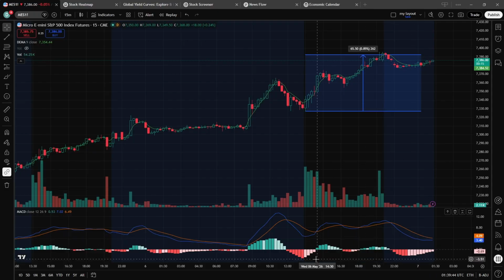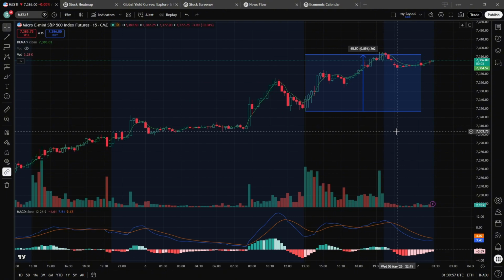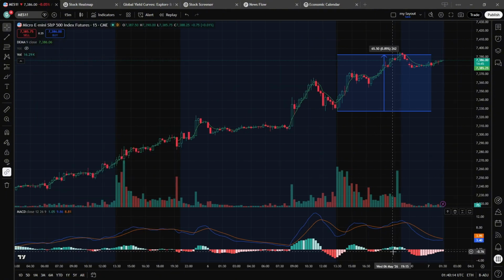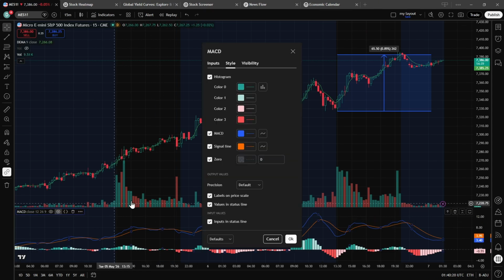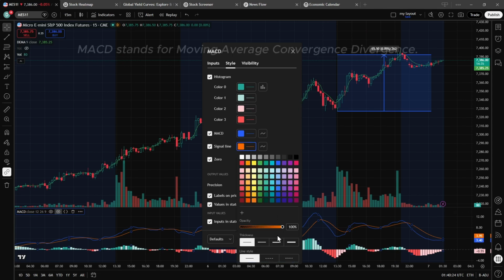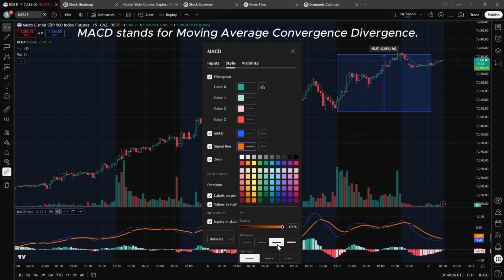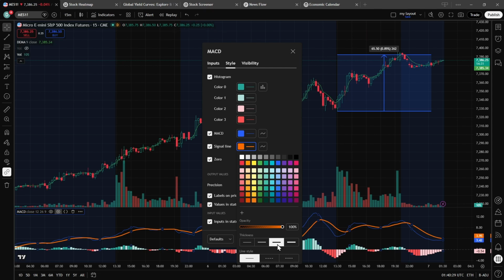Now, here's something we haven't talked about yet. This is called the MACD. The MACD is an indicator that helps us read momentum. And I want to keep this simple. Momentum is the strength behind the move. Now, the MACD is not magic. It's not telling us the future. And we're not just buying or selling because two lines crossed. What we're doing is using the MACD as a confirmation.